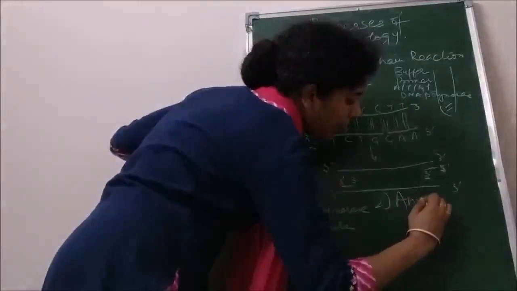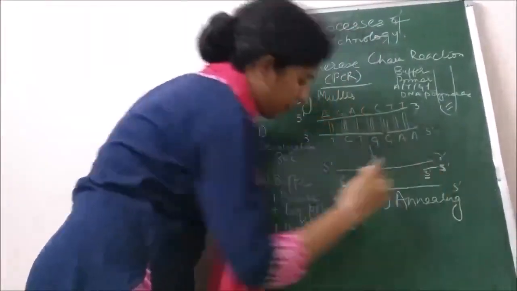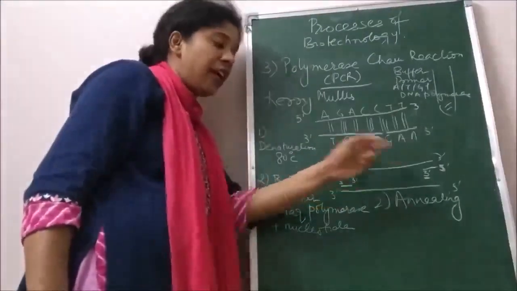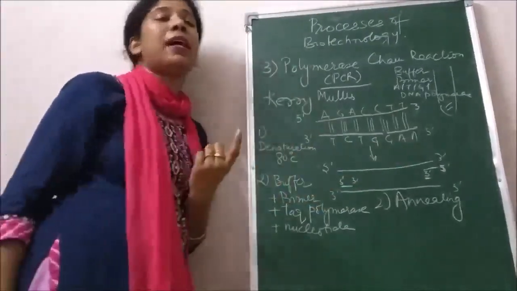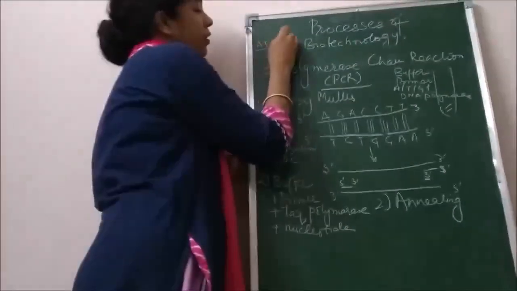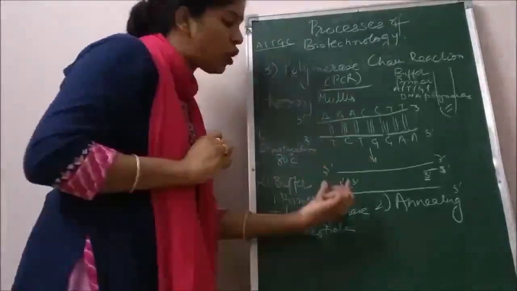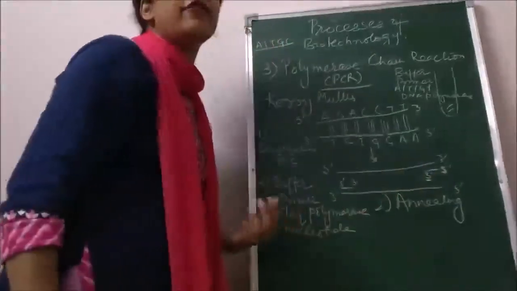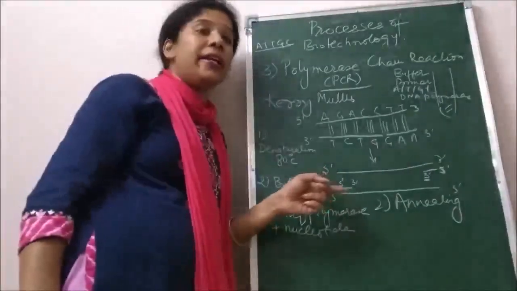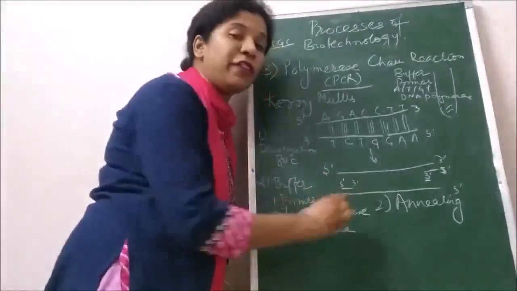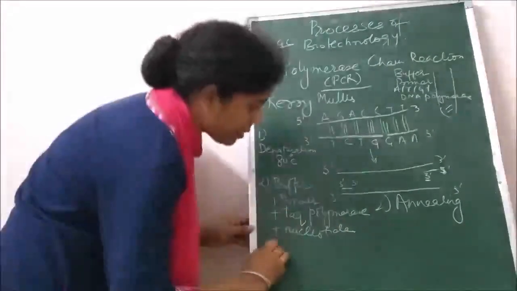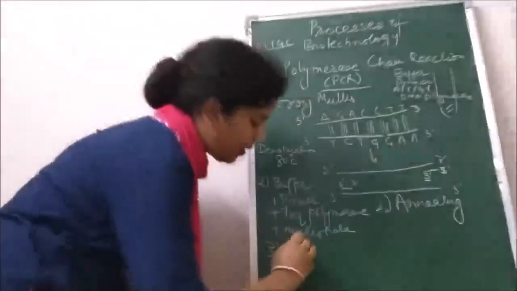Now in annealing, the primer which you have added is going to bind such that there is a free 3' hydroxyl end. What are primers? Primers are nothing but oligonucleotides of 5 to 8 nucleotide sequences which are complementary to the DNA which you want to amplify. They are going to join to the single stranded DNA in such a way that it always has the free 3' hydroxyl end. Now the last step, the third step after the annealing, is the extension step.